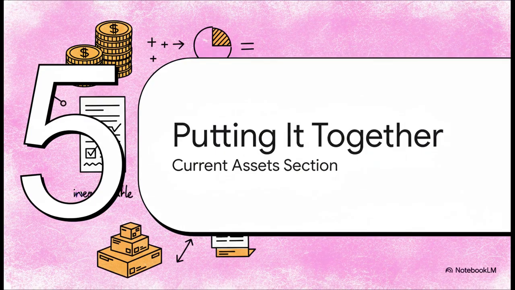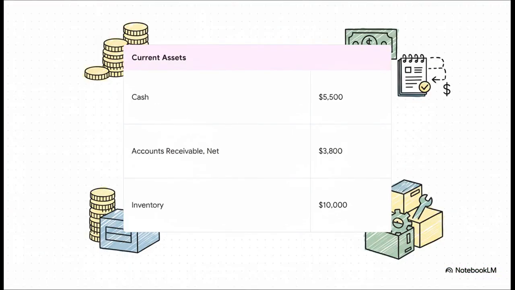All right, we've looked at each of the 3 blocks on their own: cash, accounts receivable, and inventory. Now for the fun part. Let's stack them up and see what the final picture looks like when we put them all together on the balance sheet. So in the current assets section of a balance sheet, you'll almost always see these items listed in order of liquidity. That just means how quickly they could be turned back into cash.